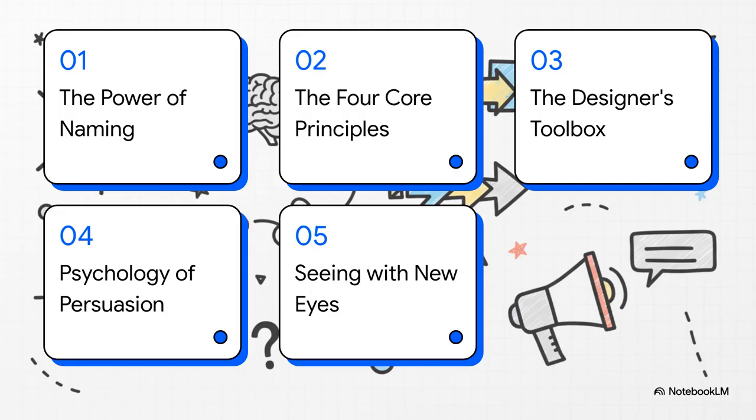So here's our game plan. First, we're going to dig into that power of naming. Then, we'll get into the 4 core principles. Think of this as the grammar of our new language. After that, we'll open up the designer's toolbox, understand the psychology of how it's all used to persuade us, and finally, we'll step back and see the world with totally new eyes.